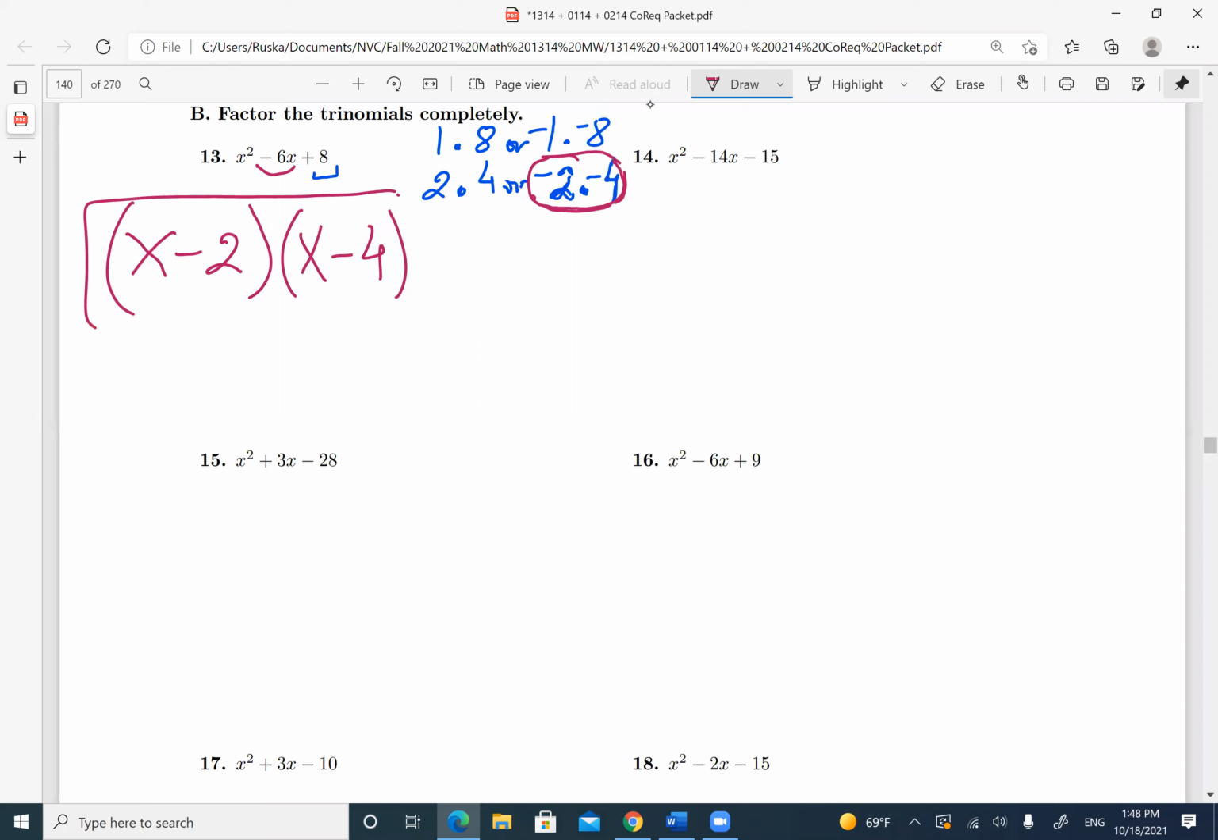And that's the answer. Okay, so if there is 1 in front of x squared, that's all you're doing. You have to find the magic numbers and put the x's next to them. Okay, everybody remember this? Okay, let's do one more or 2 more.